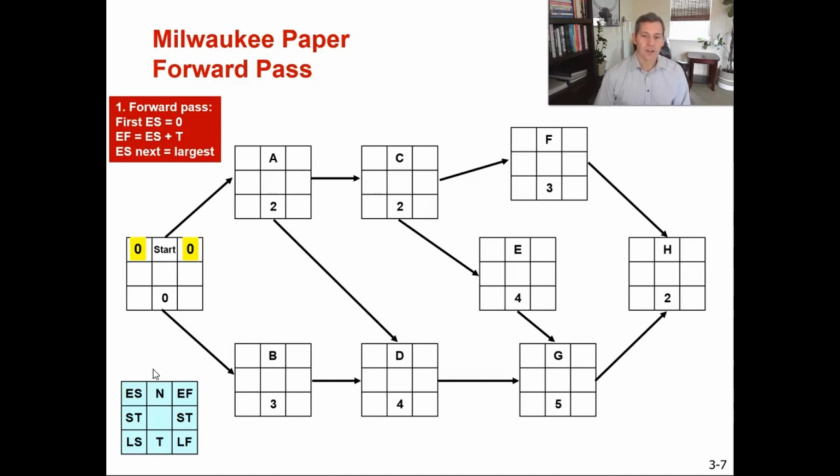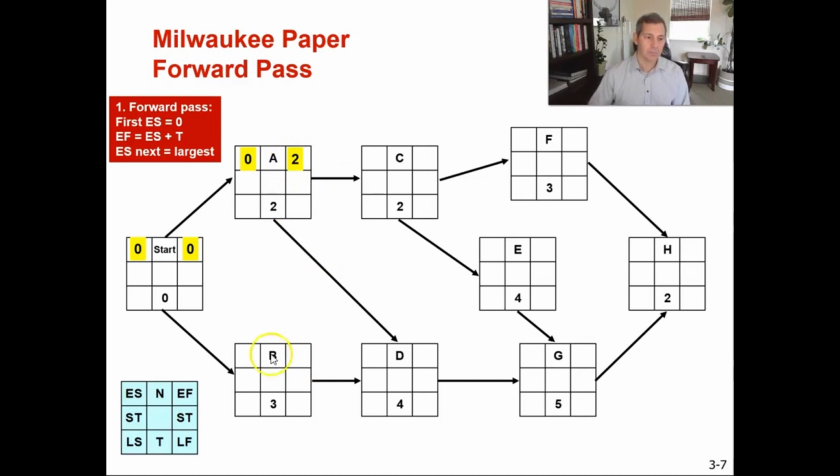Now let's go to A. So looking at the largest EF of your immediate predecessor, well, your immediate predecessor is the start. So you're going to take 0. Now for A, you're going to calculate your early finish. Your early finish is the top right. You are going to take your early start of 0 plus your time of 2, and that will give you your early finish. So 0 plus 2 equals 2.